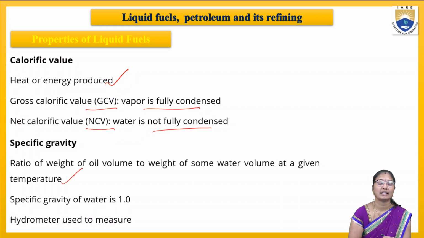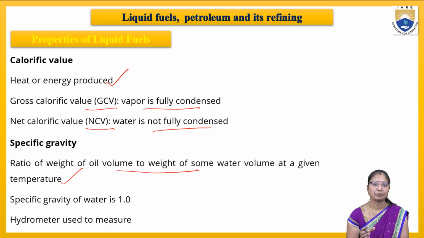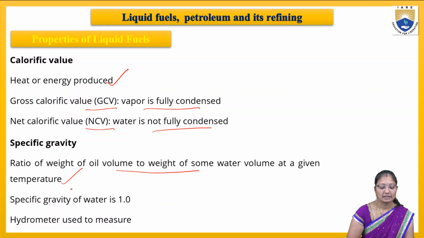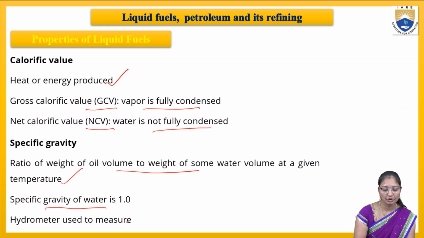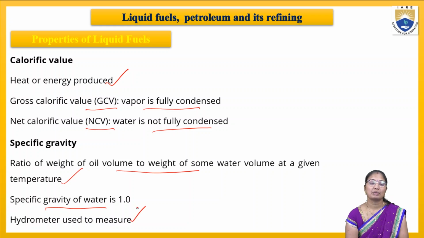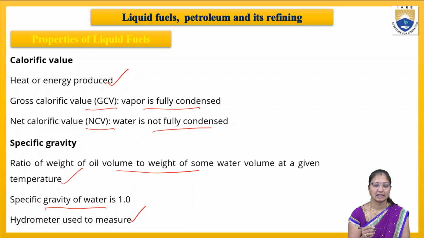Another property of the liquid fuels is the specific gravity. It is the ratio of the weight of a volume of oil to the weight of the same volume of water at a given temperature. This is called the specific gravity of liquids. Generally, the specific gravity of water is 1, and a hydrometer is generally used to measure the specific gravity of different liquids.